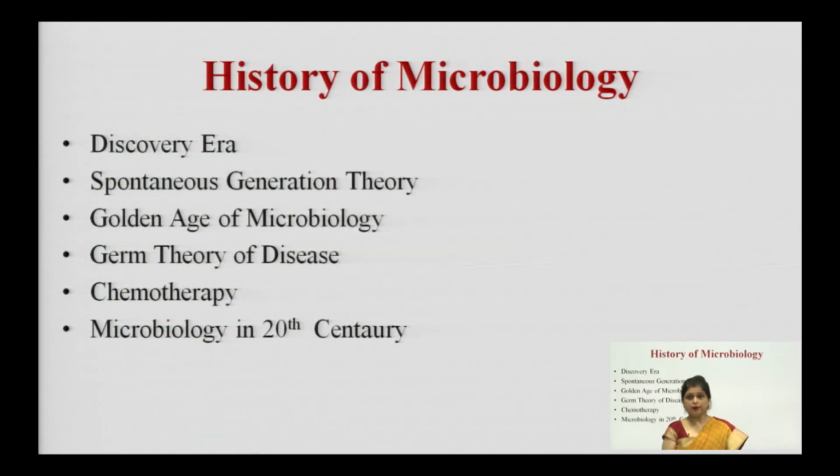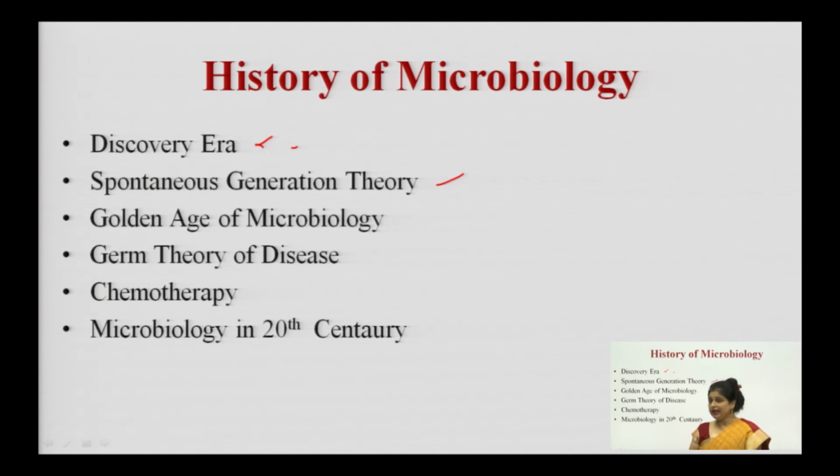So, in the history part, as I told, I covered the discovery era and the spontaneous generation theory in my first lecture. In that lecture, I told you about 2 scientists who worked, Robert Hooke and Antony van Leeuwenhoek, who discovered the microscopes, and once they discovered the microscopes, they were able to see those microorganisms.